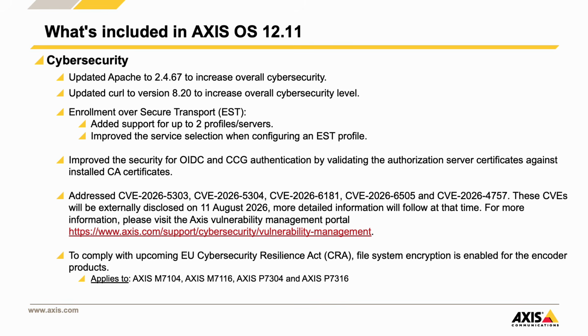configuring an EST profile. Additionally, we have strengthened overall security for OIDC and CCG authentication by implementing a new validation step. The system now validates the authorization server certificate against the installed CA certificates, ensuring a much more secure and verified connection. We have also addressed 5 CVEs. These CVEs will be externally disclosed in August. Lastly, for the encoders, to comply with the upcoming EU Cyber Resilience Act, the file system encryption is enabled.